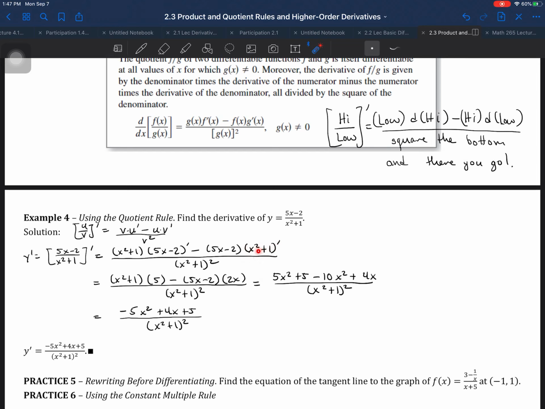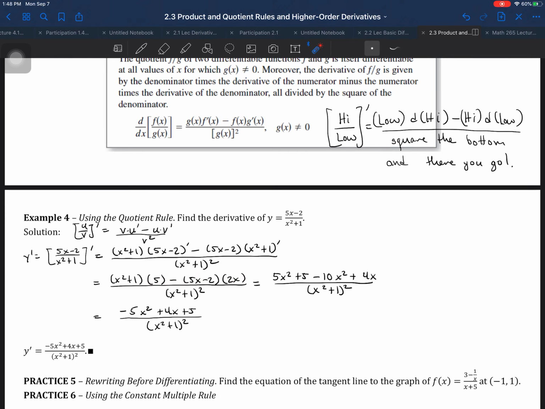The derivative of x squared plus 1: you do one term at a time. For the derivative of x squared, you copy the power, multiply by x, and take away 1 from the power, so 2 minus 1 is 1. The derivative of a constant is 0, so that goes away, and we only have 2x. Notice that there are no more primes. I've executed all of them.